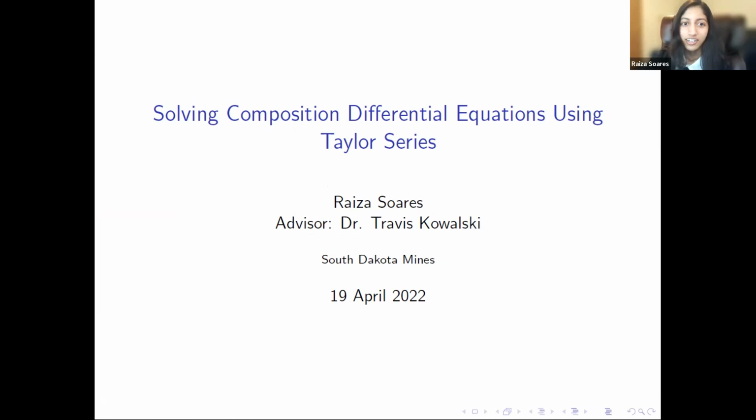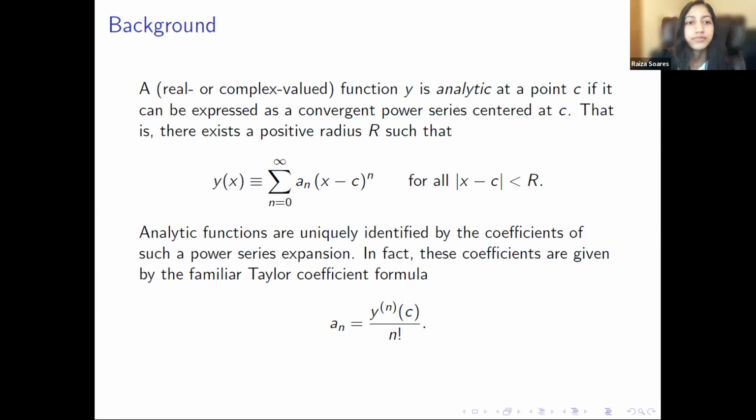Okay, so some background about my project, and this comes directly from very elementary calculus that you'd learn in an undergrad program. A function is analytic at a point if it can be expressed as a convergent power series centered at that point. That means that there needs to exist a positive radius r such that the absolute value of x minus c is less than r. Analytic functions are uniquely identified by the coefficients of their power series expansion. In fact, these coefficients are unique and given by the Taylor coefficient formula given below.